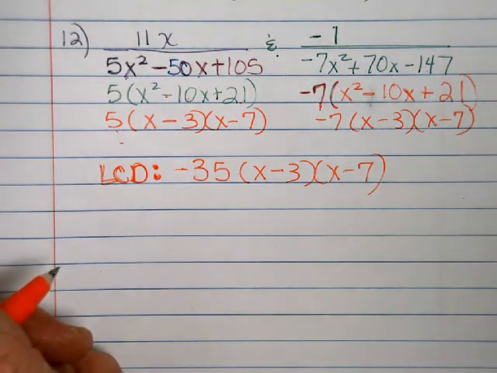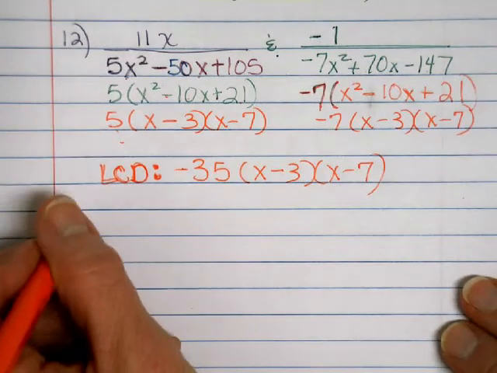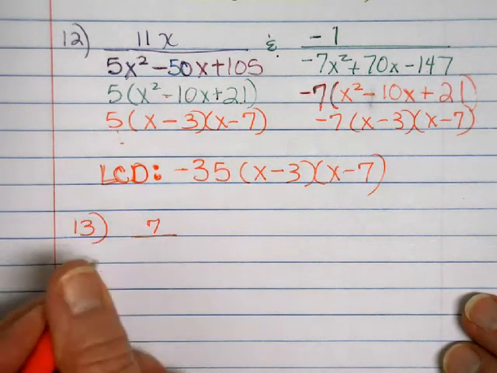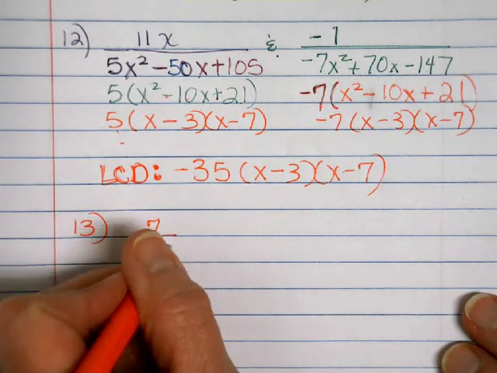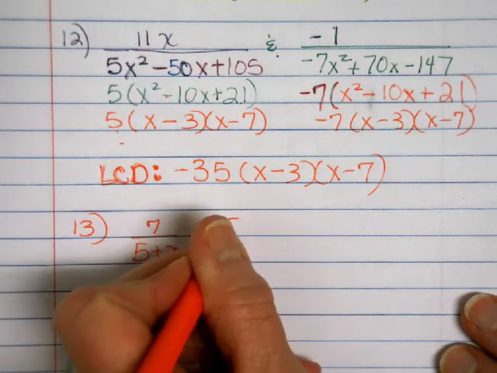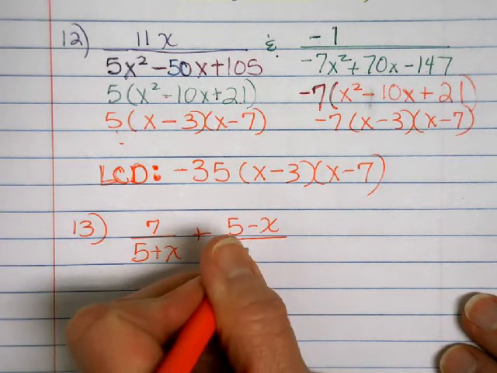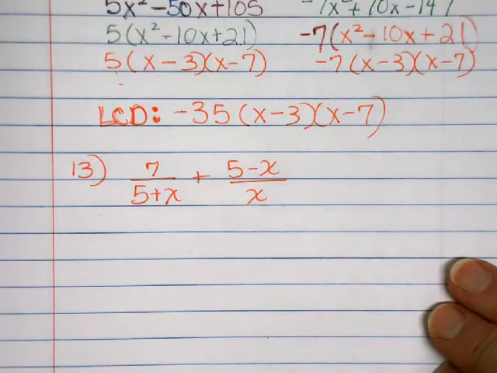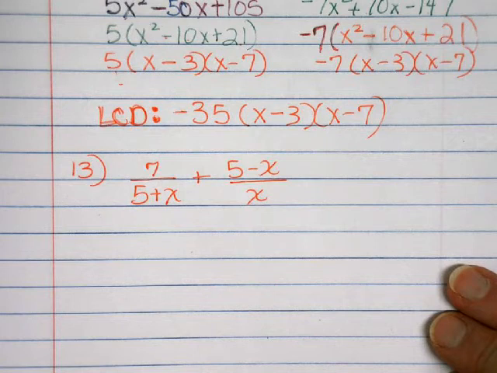So we're finally, these last 7 will be adding and subtracting fractions that have variables in the denominator. Go for the 7 over 5 plus x plus 5 minus x over x. They don't give us too complicated binomials, but they kind of mess with the signs and stuff, so you have to be on alert. Be ready.